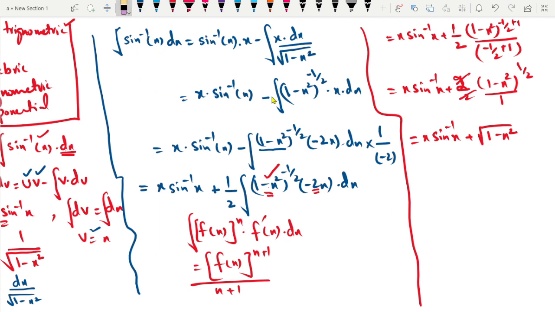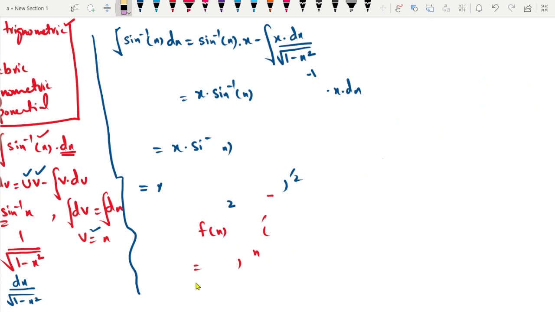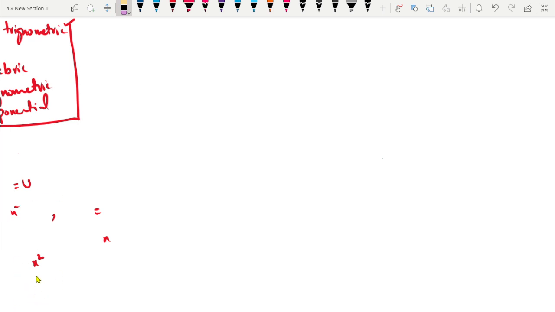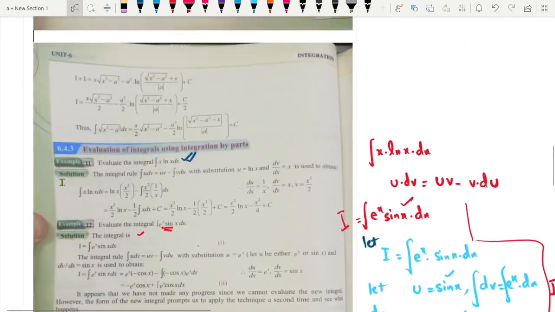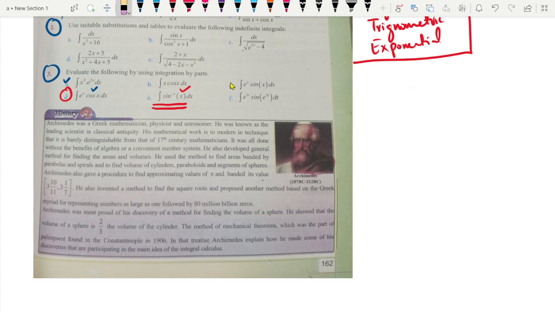Now we will discuss the last part of the question. The last part of the question is the integral of e power 3t times sine of e power 3t dt.